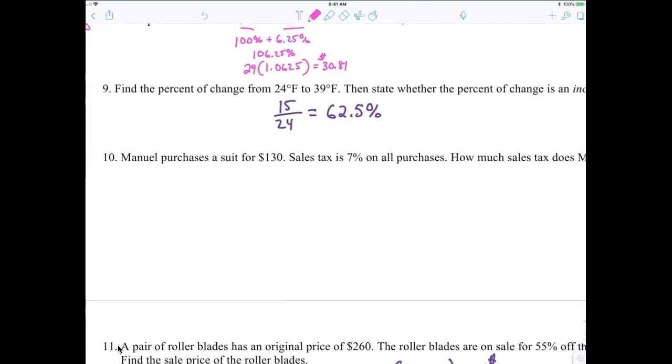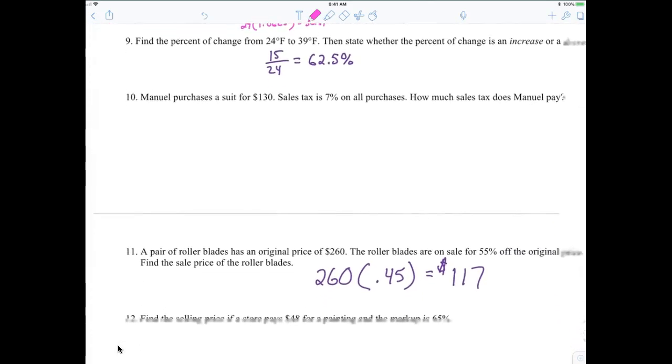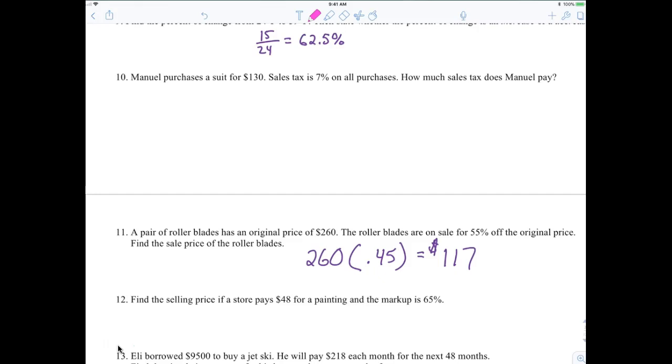So let's do number 10. I want everybody to read it real quick. All right, go ahead, tell me.